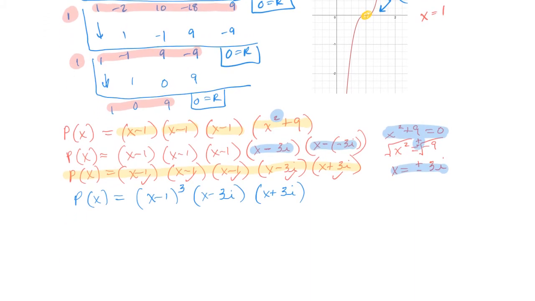And then before I'm completely done, I just want to clean this up a little bit. And so my final answer will be p(x) = (x - 1)^3, as opposed to (x - 1)(x - 1)(x - 1), times (x - 3i)(x + 3i). That's your final answer. It's completely factored into a product of linear factors with complex coefficients.